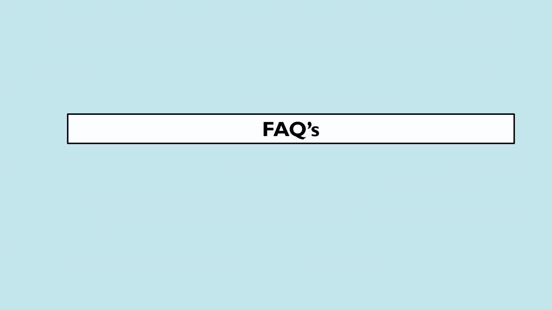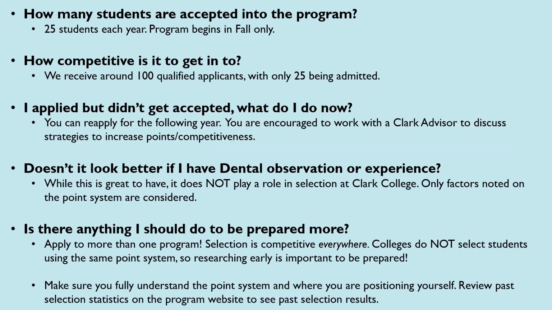Next up, just a couple common frequently asked questions. How many students are accepted into the program? As noted earlier, 25 students each year are admitted. Our program begins in the fall only. How competitive is it to get into? We typically receive around 100 qualified applicants, with the top 25 being admitted. This is an acceptance rate of about 25%, or 1 in 4.